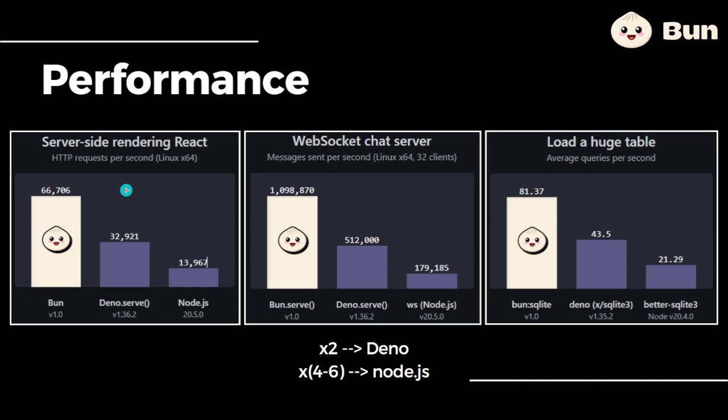The first one shows the number of requests per second on server-side rendering React. The second shows the number of messages sent per second on a WebSocket chat server. And the last is the number of queries per second from loading a huge table. You can see that overall Bun's performance is 2 times faster than Deno and 4 to 6 times faster than Node.js.